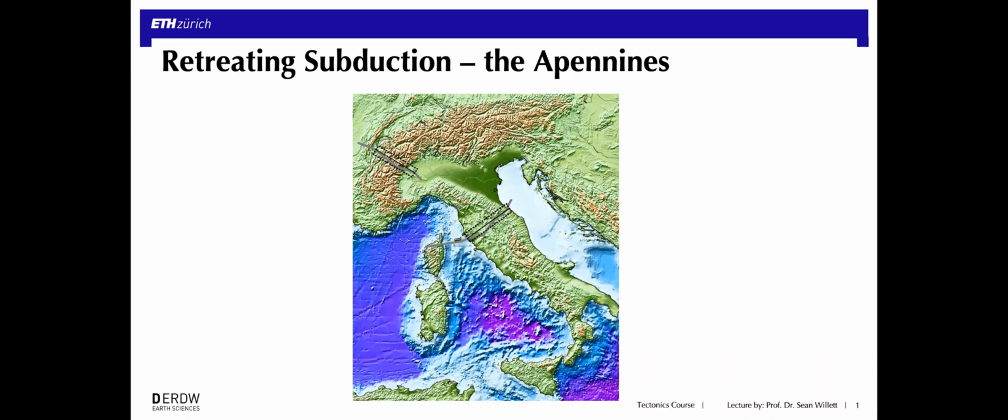In continuing our series of case studies of interesting tectonic settings of the world, I'm going to talk today briefly about the Apennines. This is an example of what we call a retreating subduction zone, where the slab is rolling back, leading to upper plate extension.